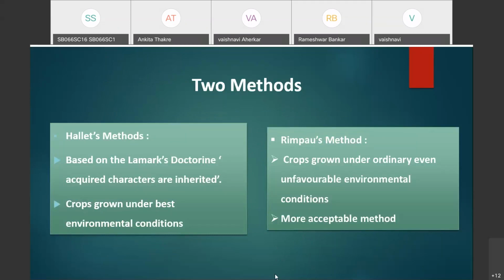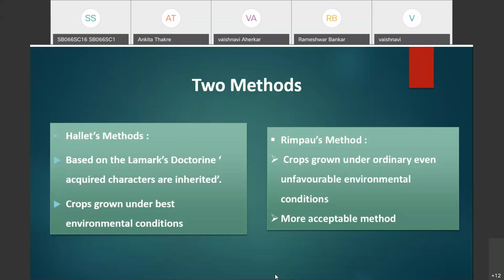Okay, opposite to Hallett's method, in the Rimpau's method, the crops are grown under the ordinary or even under the unfavorable environmental conditions. Unfavorable environmental conditions or ordinary condition, we can say the minimum amount of water or the fertilizers are provided to the crops. Okay, and the plants looking better are selected. And the Rimpau's method, it is more acceptable method.